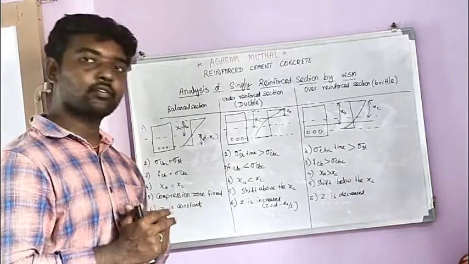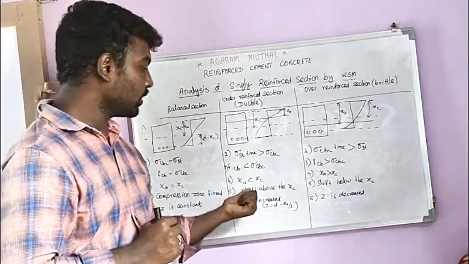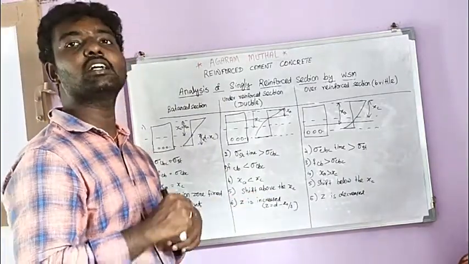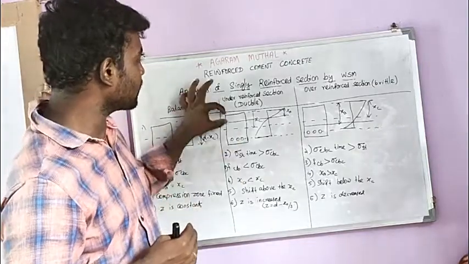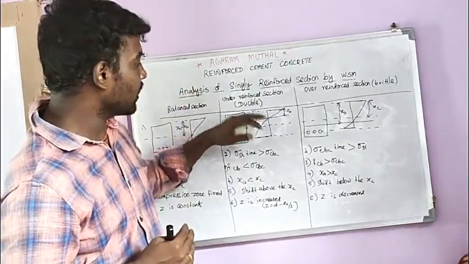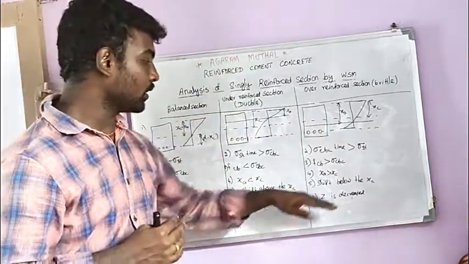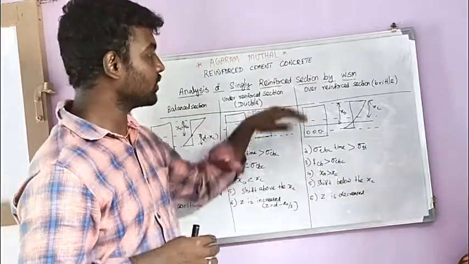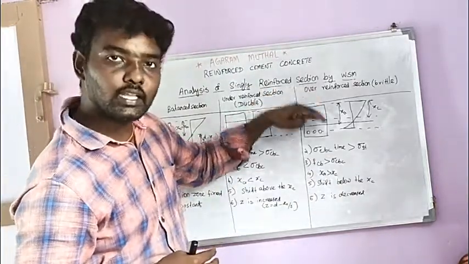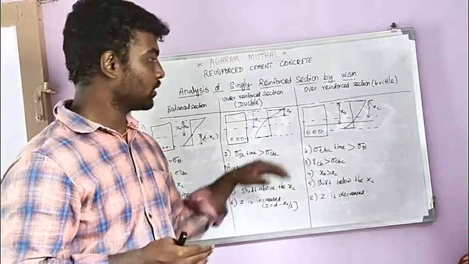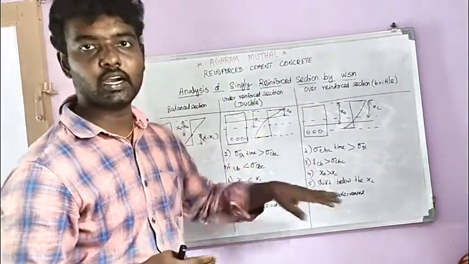But whereas in under reinforced sections, the compression zone is getting shifted above because it is getting lesser. And here in over reinforced sections, the compression zone is getting shifted below. The reason is that the area is getting higher.